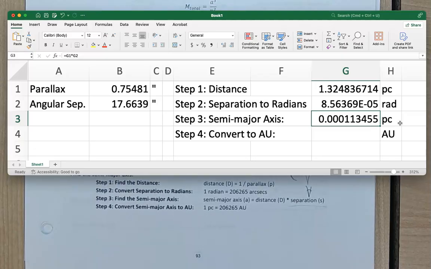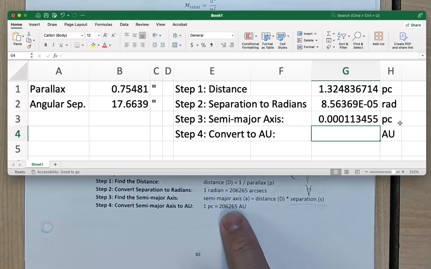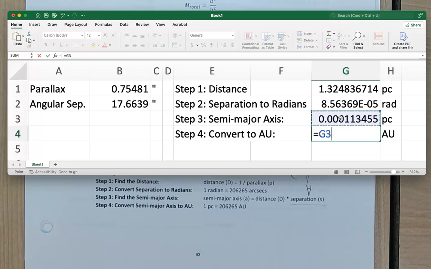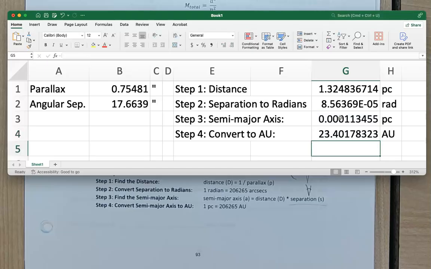So the last step is, okay, but how many AU is that? Well, since there are 206,265 AU in a parsec, we're going to take the number of parsecs times the number of AU in one parsec, and they orbit each other 23 AU apart.